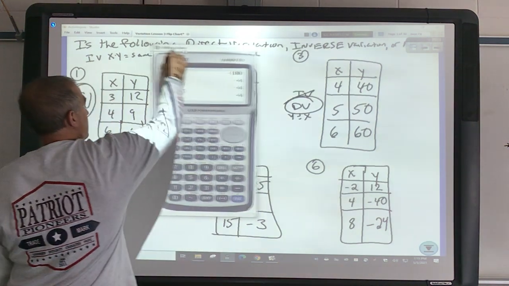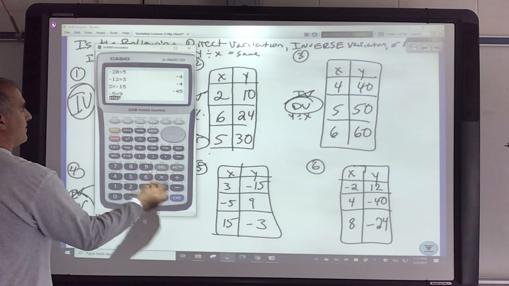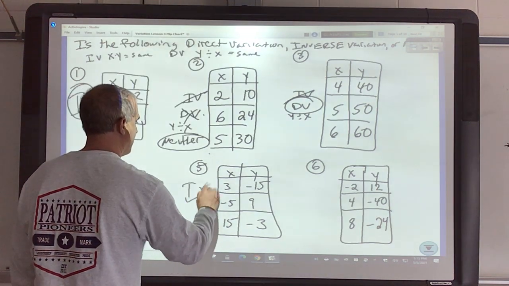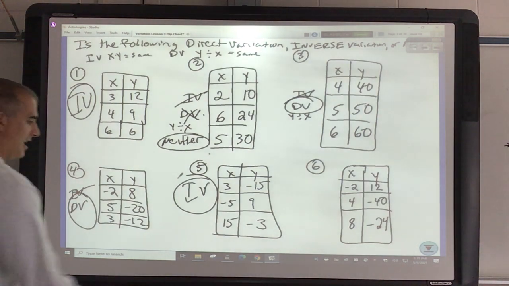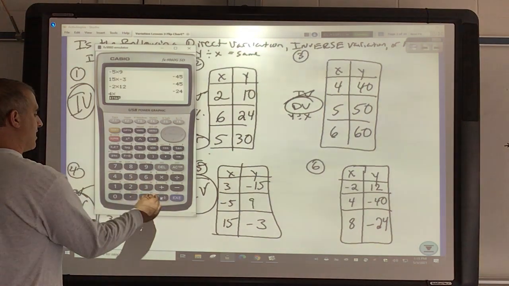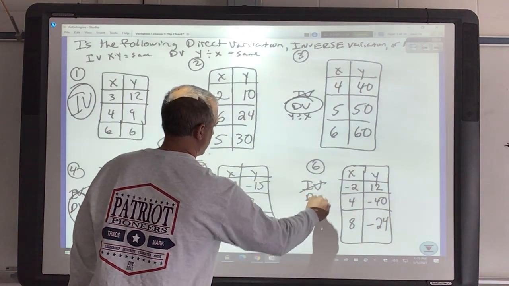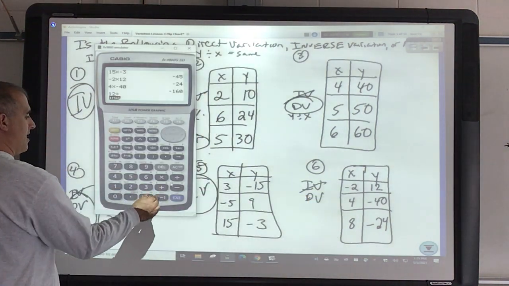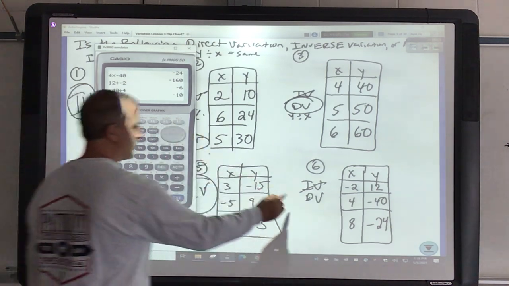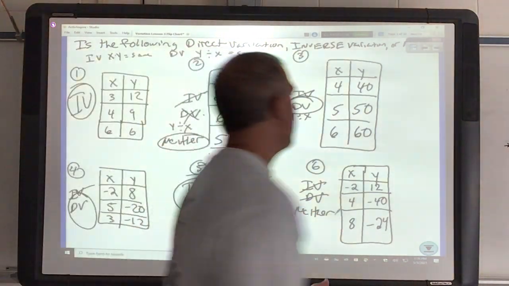Let's try this one. 3 times negative 15, negative 45. Negative 5 times 9, negative 45. 15 times negative 3, negative 45. So this one is inverse variation. Let's try this last one, number 6. Negative 2 times 12, negative 24. 4 times negative 40. That's not inverse, so inverse is out. Let's try direct variation. 12 divided by negative 2, negative 6. Negative 40 divided by 4, negative 10. So direct variation's out. This is neither. That's how simple it is to figure those out.